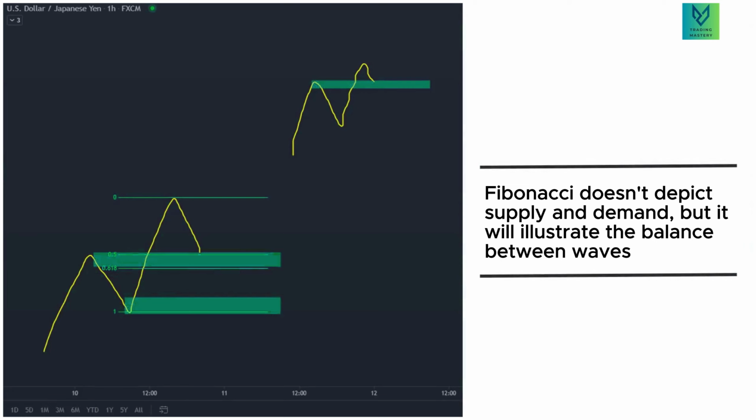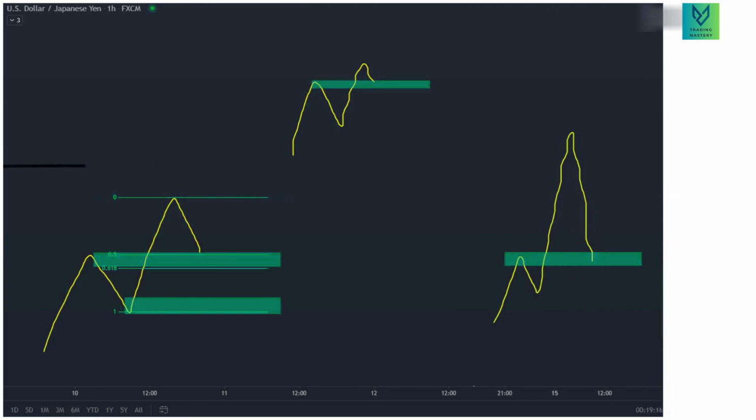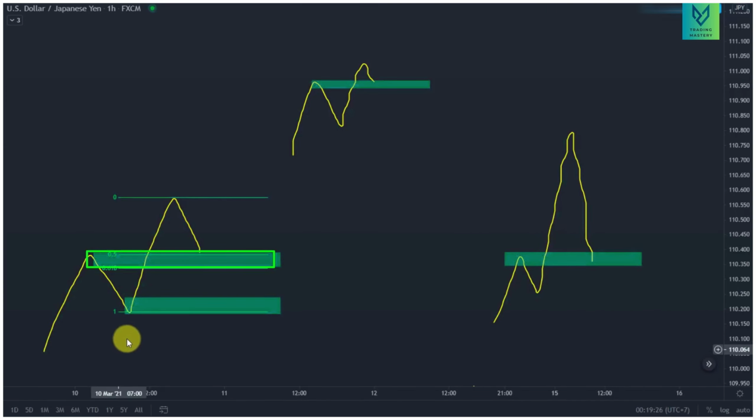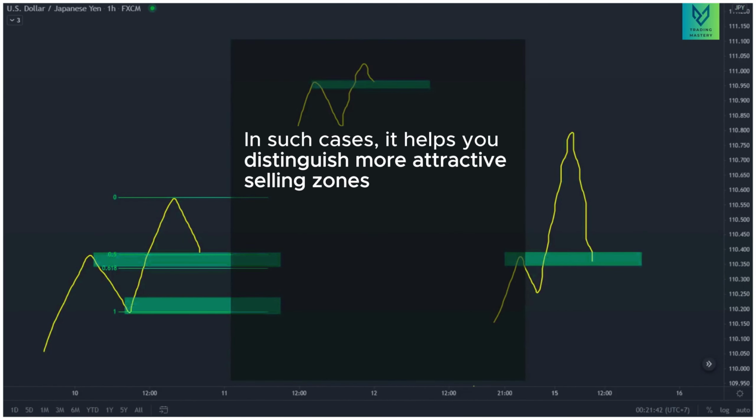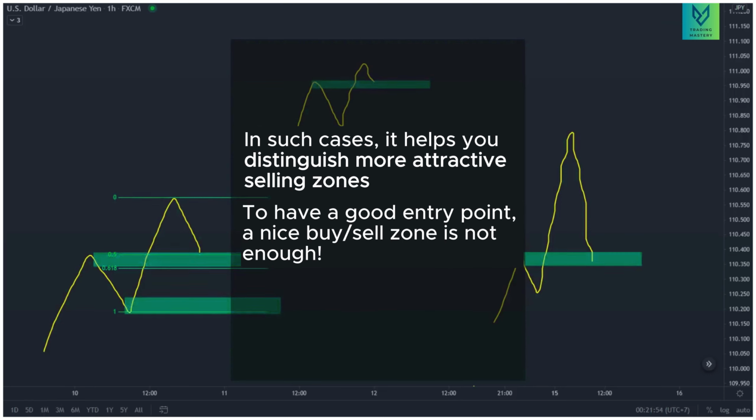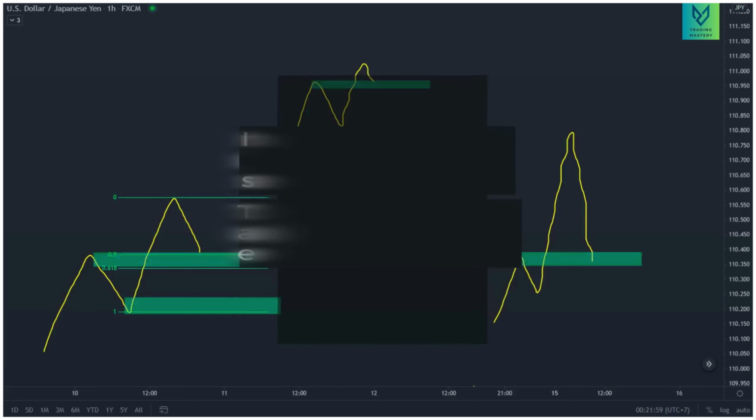Fibonacci does not indicate the supply and demand factors, but it will demonstrate the balance between waves. Therefore, when Fibonacci coincides with this area, it becomes a very attractive buying zone for us to watch for entry opportunities. Saying that doesn't mean you must apply it mechanically as above. It will help us distinguish better and worse buying and selling zones and to have a good entry point. It not only requires those factors, but also various other factors.